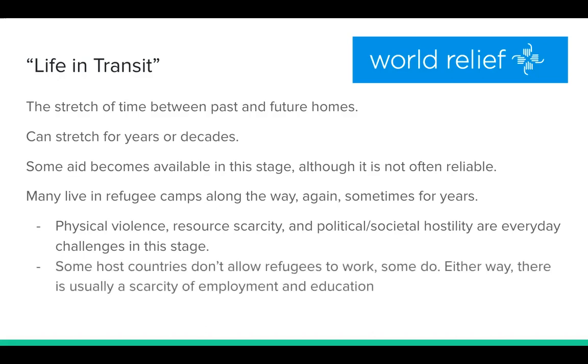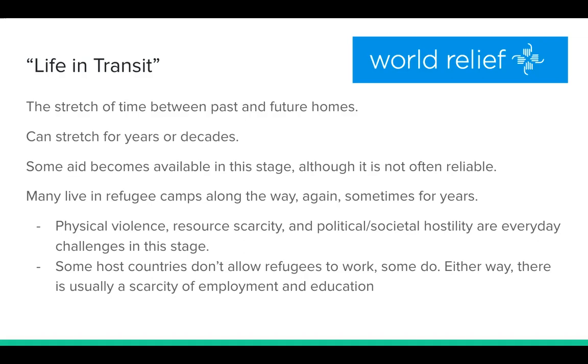And then some host countries don't allow refugees to work and some do. So it depends on where you land or where you are headed. But usually there's a scarcity of employment opportunities no matter what, and also lack of education. Think of all the children who are born in these camps, and just the interrupted education of anyone who has to flee and can't continue that. I think we in adult education see a lot of ramifications of that, right? We have a lot of students who can't read in any language.